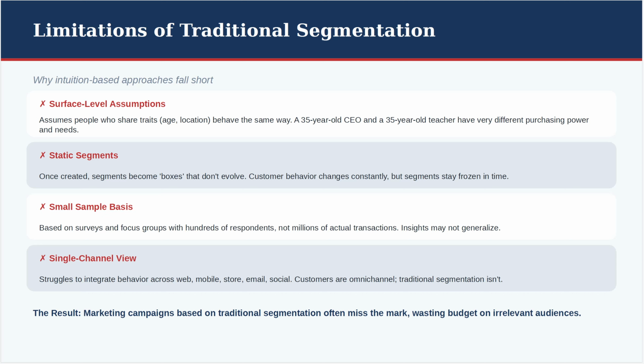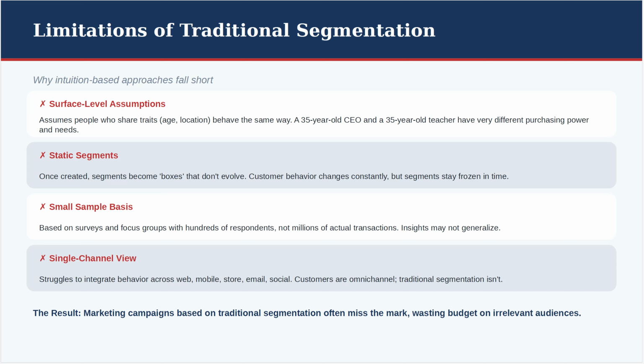The second one is static segments. So you create a segment in quarter one of a year, and by quarter four, the market has shifted, but your segments have not. So the pandemic showed us how quickly customer behavior can change. For example, a dine-out enthusiast segment becomes irrelevant when lockdowns happen. And companies with dynamic segmentation adapted, others did not.